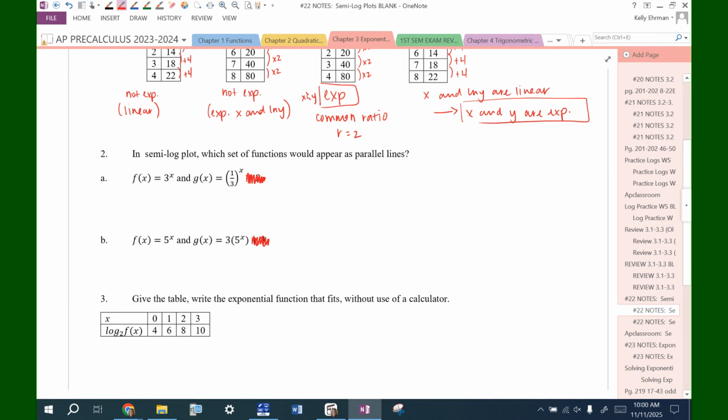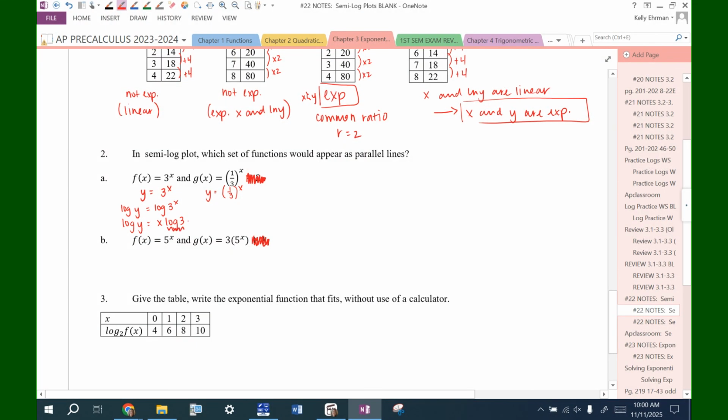So I would be logging the y values just like I did at the start. Say this is y equals 3 to the x, and this one is going to be y equals 1/3 to the x. If I have different bases, will I get the same slope if I log the y values? So log both sides. That would be log of y equals log of 3 to the x, and this would be log of y equals x times log of 3.